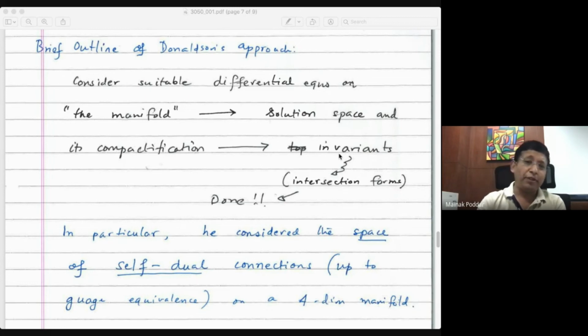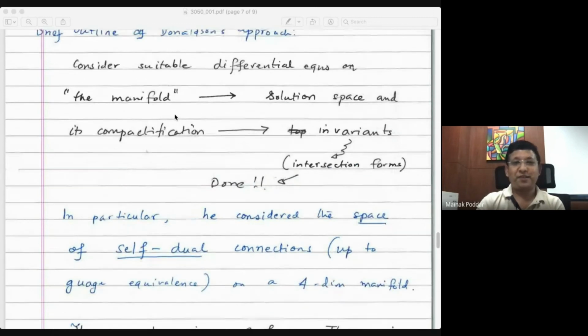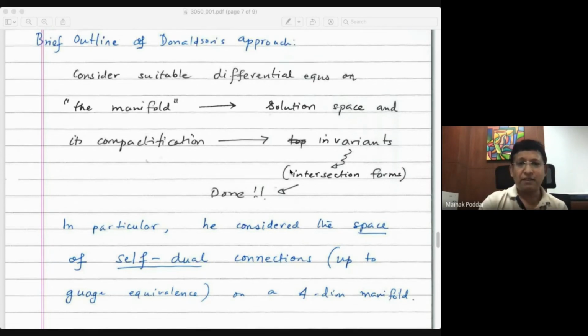Well, then you look at topological invariance of the solution space, and then maybe you are done. So that's the rough idea. And the way the smooth structure enters is in the definition of these differential equations, because there you need the notion of derivative and smooth structure. So this is roughly what happens.